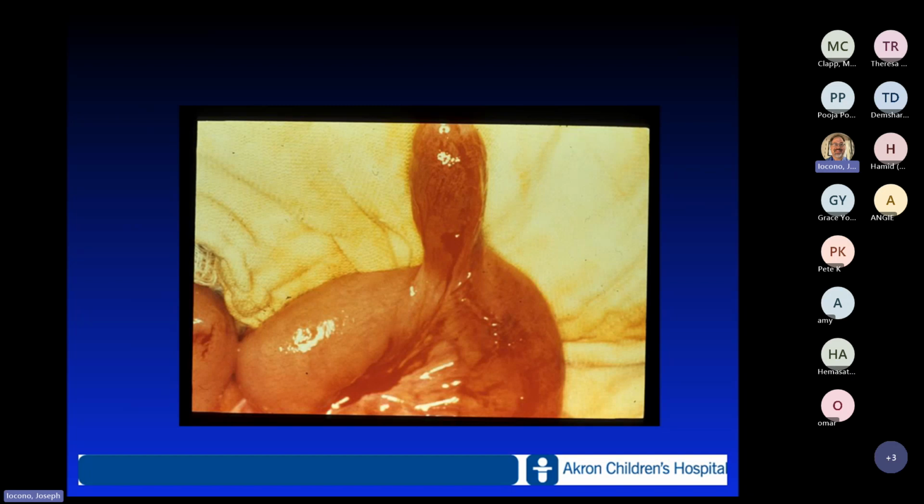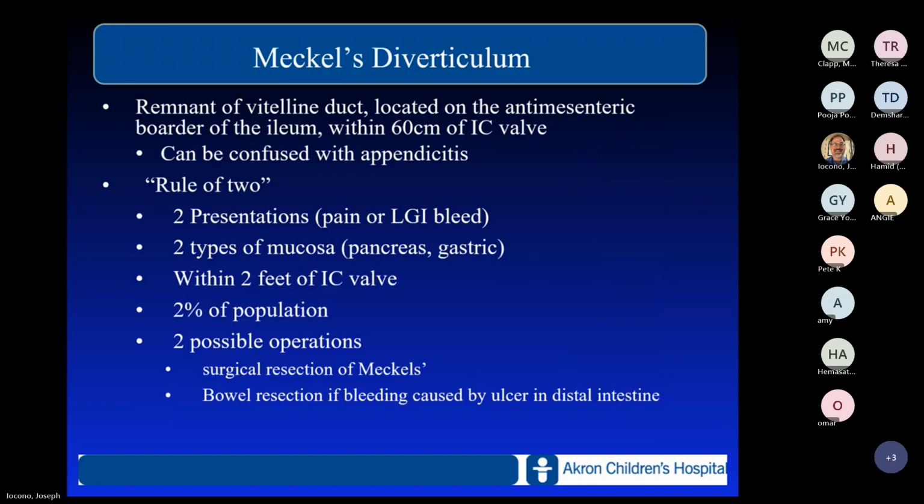Another cause of abdominal pain, when the distal ileum gives you the middle finger, like Alex does every time he operated with me, that's a Meckel's diverticulum. Meckel's, again, lots of questions can be asked about Meckel's. Rule of twos. Two common presentations are pain like appendicitis or a painless lower GI bleed that usually causes the need for transfusion. It's not a little bit of blood, it's a lot of blood. There are 2 types of mucosa lining this thing, pancreatic and gastric. Gastric mucosa gives acid, which gives you an ulcer, which then causes the lower GI bleed.